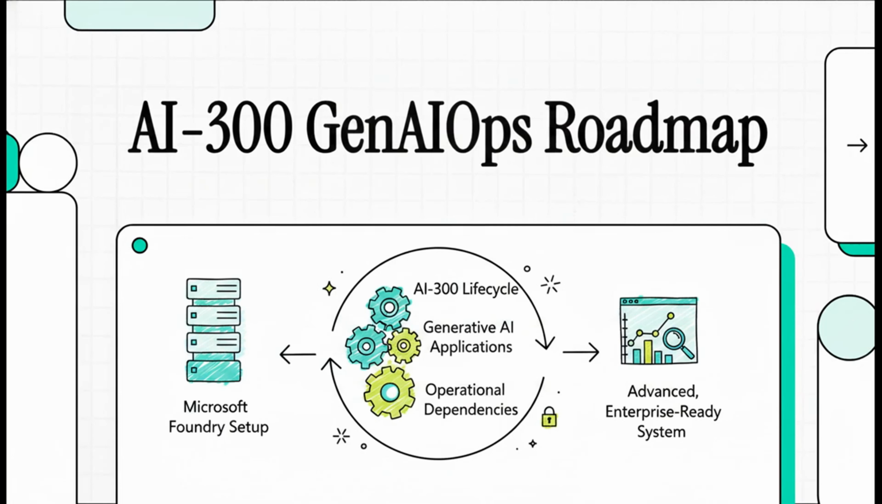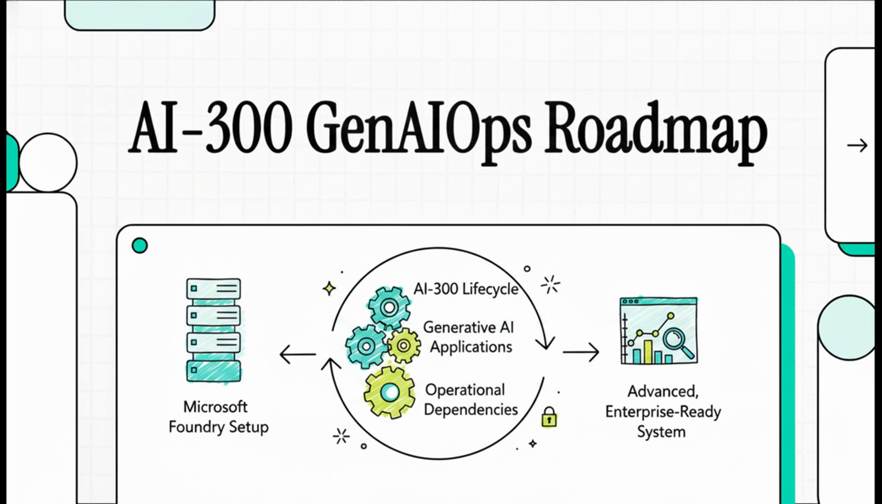All right, let's dive right into this explainer on the definitive zero to hero roadmap for GenAIOps. Today, we're going to take you through the exact AI-300 lifecycle, from that initial Microsoft Foundry setup all the way to some seriously advanced observability. If you're building generative AI applications, knowing how to string together these operational dependencies is exactly what separates a fragile prototype from a truly resilient enterprise-ready system.